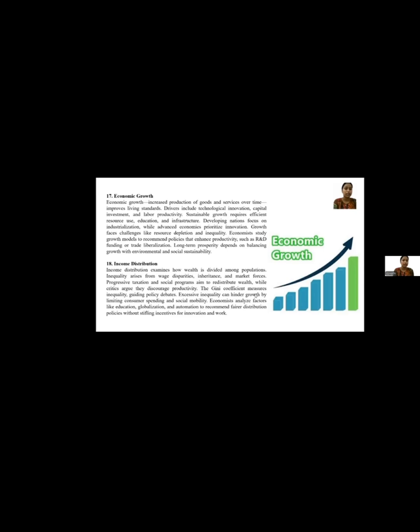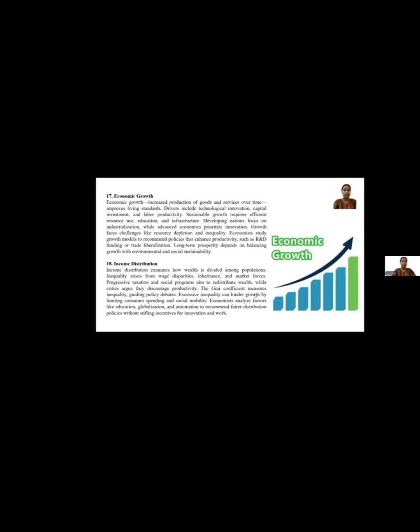Income distribution. Income distribution examines how wealth is divided among the population. Inequality arises from wages, disabilities, inheritance, and market forces. Progressive taxation and social programs aim to redistribute wealth, while critics argue they discourage productivity. The Gini coefficient measures inequality, guiding policies. Excessive inequality can hinder growth by limiting consumer spending and social mobility.